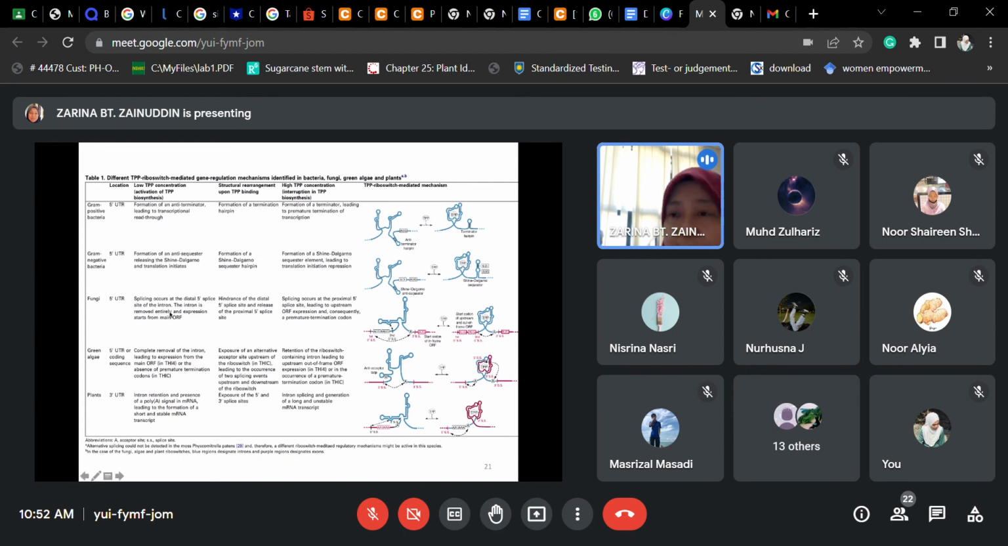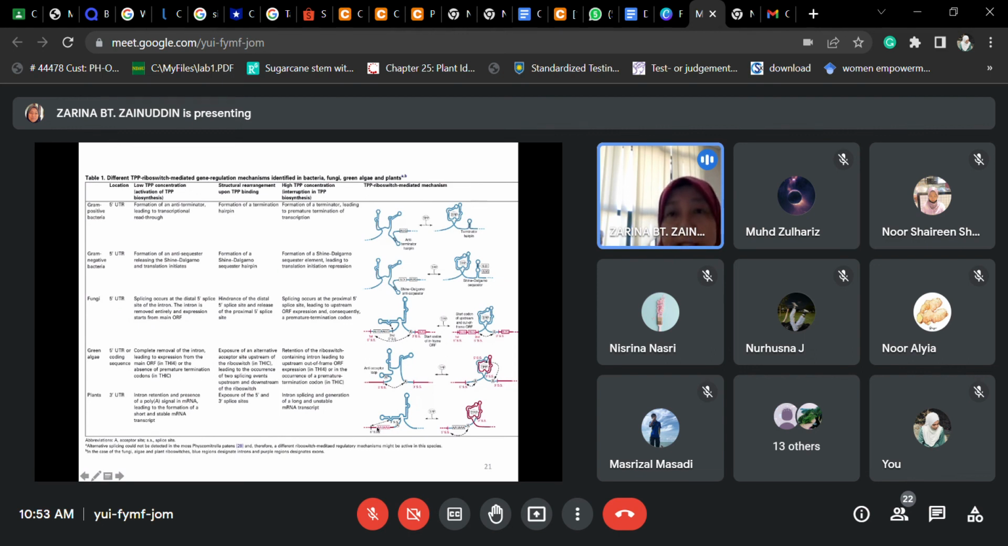Okay, so in fungi, a different mechanism. Let's look at plants. The TPP riboswitch is located in the 3' UTR, not the 5' UTR. Different. Okay, right? So in low TPP concentration, it does not form an anti-terminator. There is what we call retention of intron, and the presence of a poly-A tail signal in the mRNA. So it will lead to the formation of a short and stable mRNA transcript.